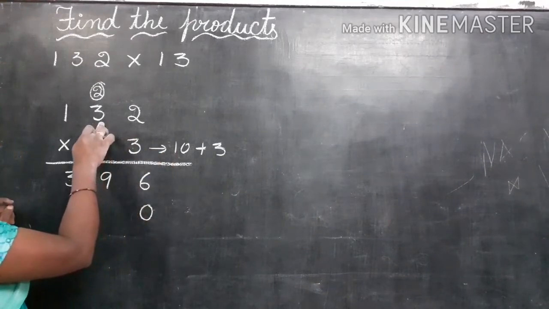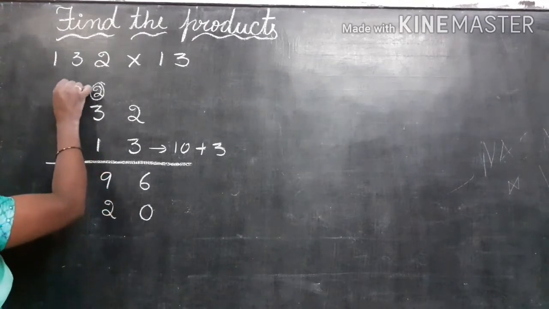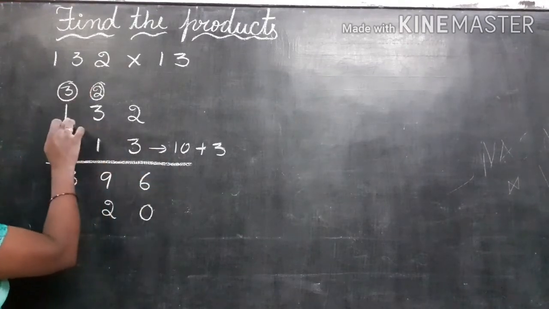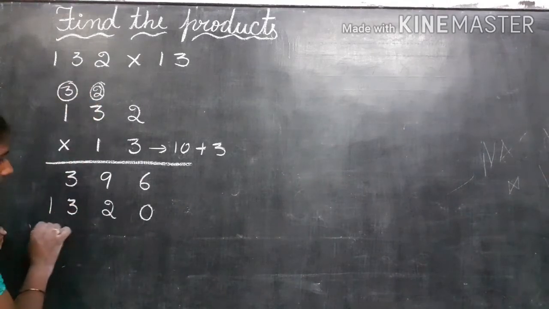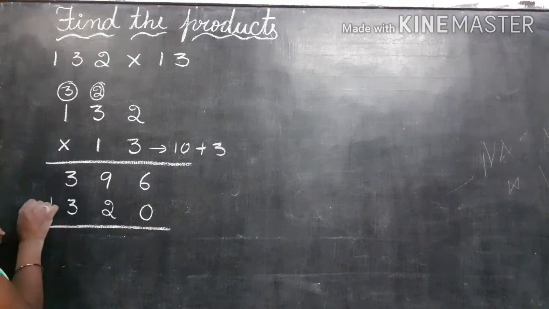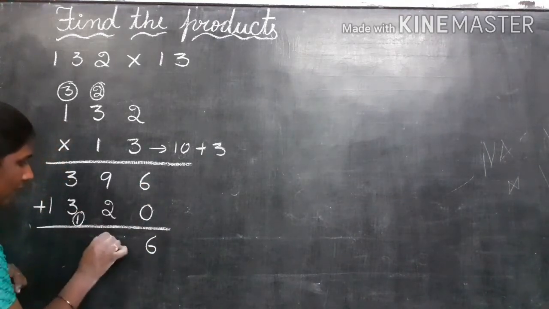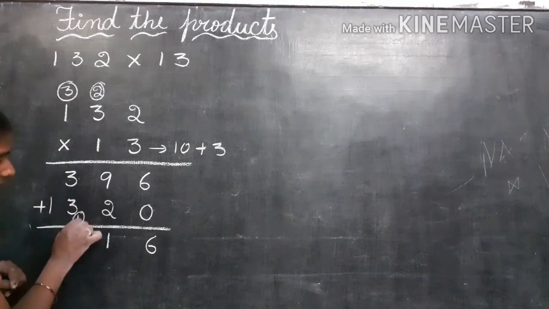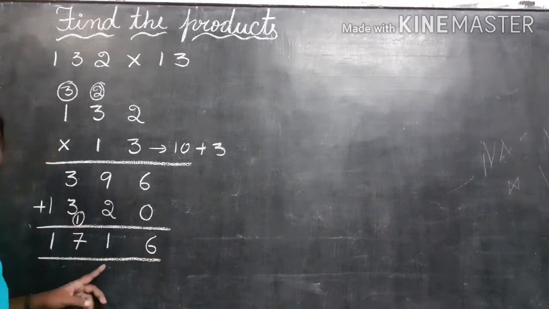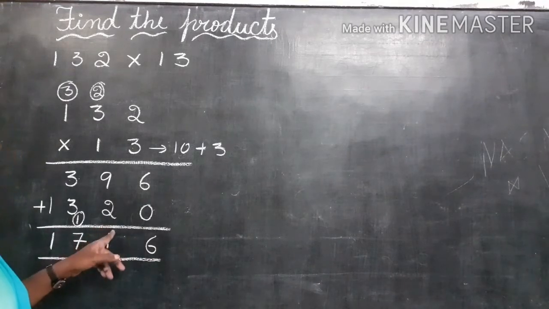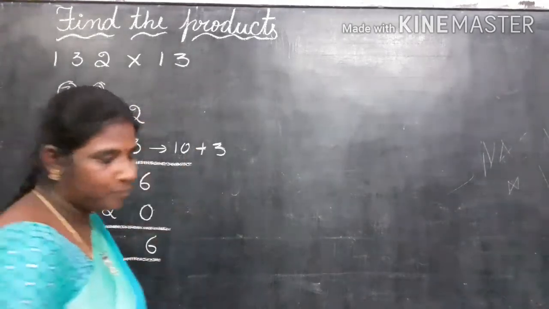10 threes are 30. 30 plus 2, 32. So 2 here, 3 here. 10 ones are 10. 10 plus 3, 13. Now we have to do the addition. 6. 9 plus 2, 11. 3 plus 3, 6. 6 plus 1, 7. Here 1. 1716. This is multiplication of a 3-digit number by a 2-digit number.